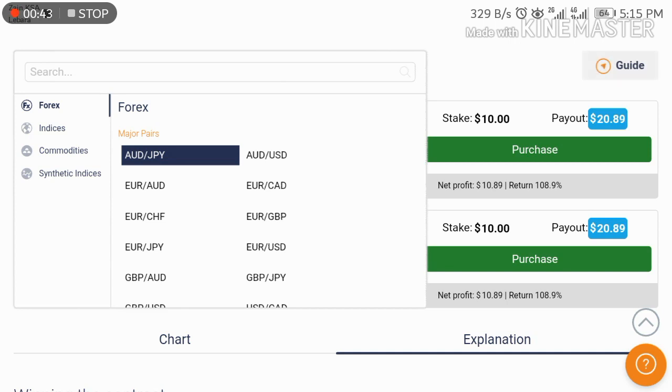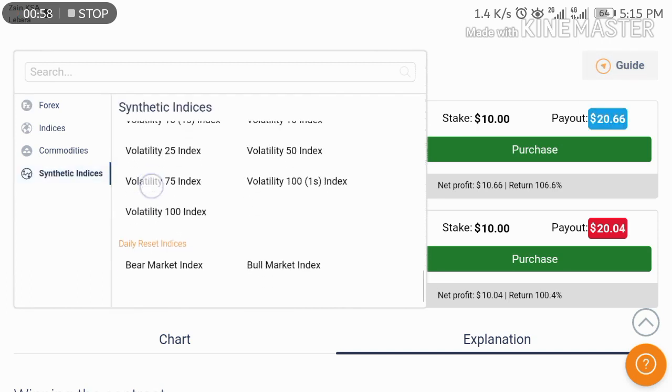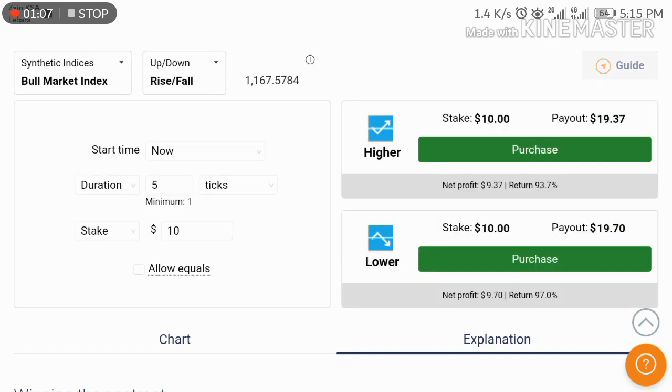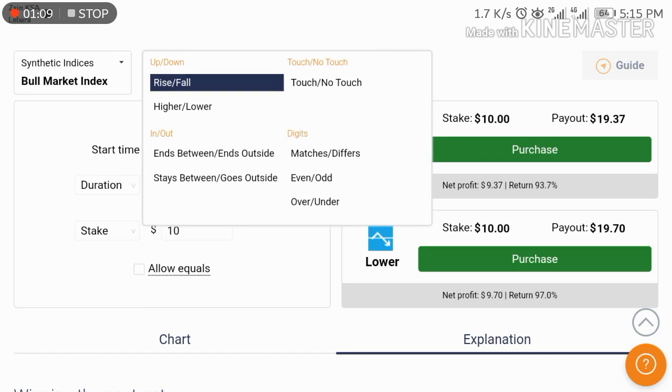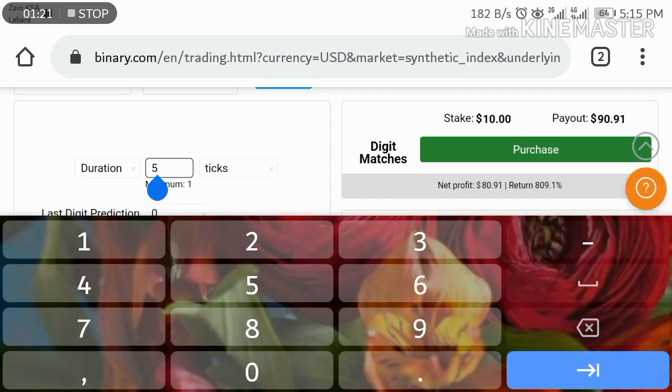First of all, for this strategy you must have $20 in your account. Next, click on synthetic index and choose any index, no problem. I will pick this Bull Market index. From here, choose Matches/Differences. Once you choose it, look here: the duration is 5 ticks, change it to 1 tick.